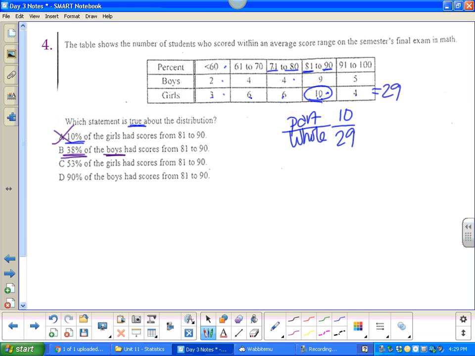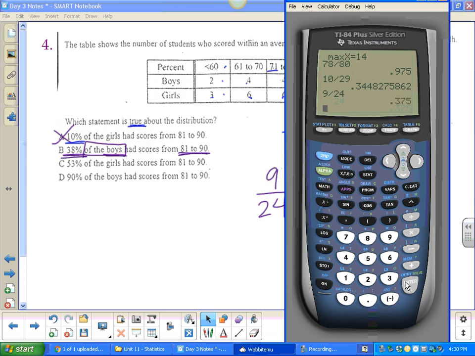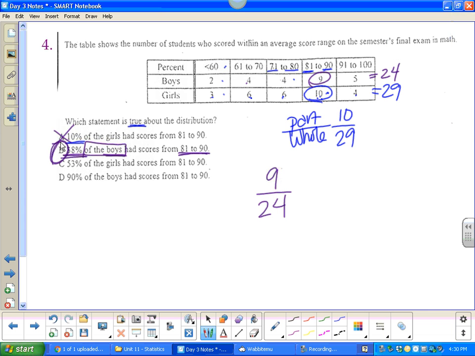38% of the boys had scores from 81 to 90. So 81 to 90 for my boys are 9 of the boys. So that's my whole, that's my bottom number. So I got to add the boys together. So 6, 10, 19, 24. So 9 out of 24. 37.5, that'd be 38%. There's our winner. So one thing that you can figure out for the whole part, if you find the "of the," that tells you what goes on the bottom. Your "of the."